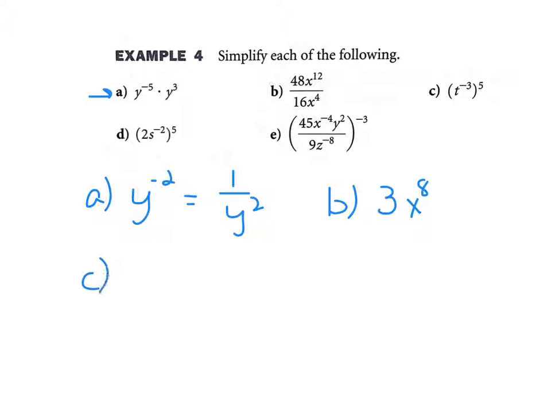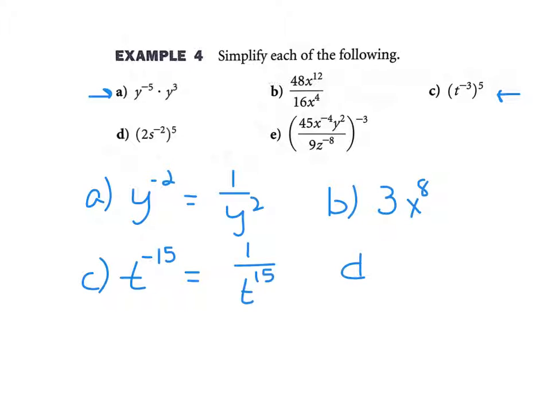Part C has a power to a power rule. Negative 3, that's when you multiply your exponents, when you raise a power to another power. Negative 3 times 5 is negative 15. Remember, do not stop there. Do not leave a negative exponent in your answer. Go ahead and flip that term. 1 over t to the 15th power.